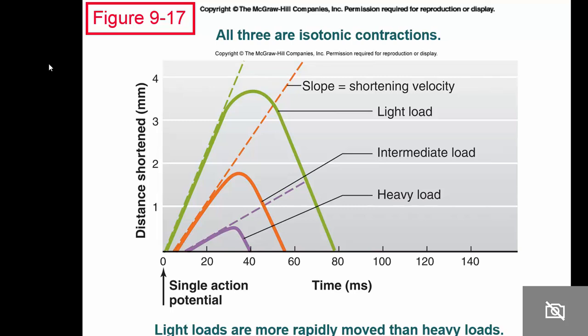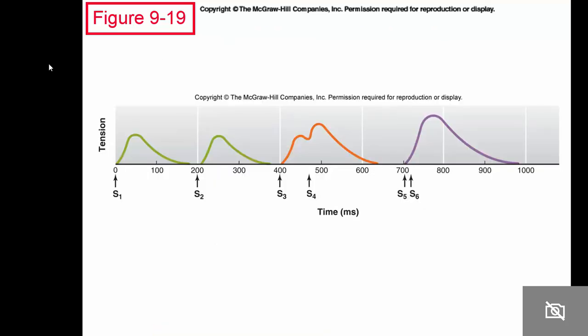And all three of these are isotonic. If they're different types of contractions, you'd have to make different graphs for them, right? Isokinetic would be different than isotonic, different than isometric. They have to all be the same, or else you're comparing apples to oranges, right? You want to compare apples to apples here.